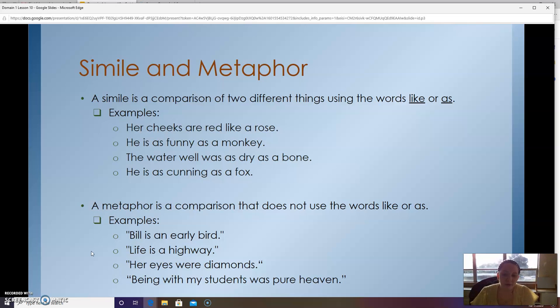However, a metaphor is the same kind of comparison except we don't use that like or as. Bill is an early bird. Life is a highway. Her eyes were diamonds. It's the same premise except we just don't include that like or as element.